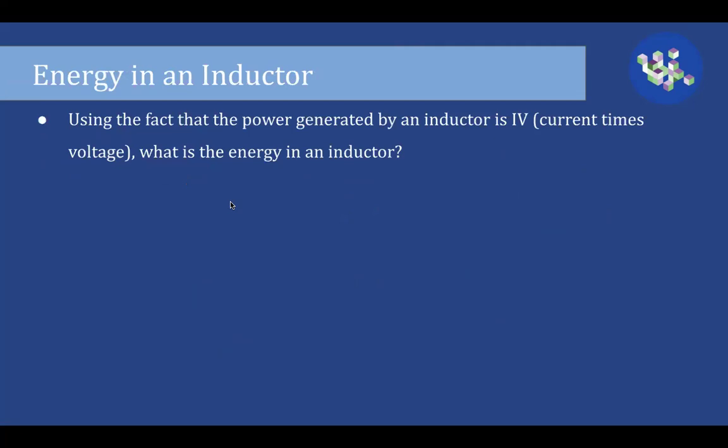Using the fact that the power generated by an inductor is current times the voltage across it, what's the energy in an inductor? I'll give you a few minutes to do that, and just remember the power. How do we define power? Power is equal to dE divided by dt. So if we're given P as current times V, find what V is, find what I is, and do the integral, and then you can find E. I'll give you a few minutes to do that, and we'll go over it.